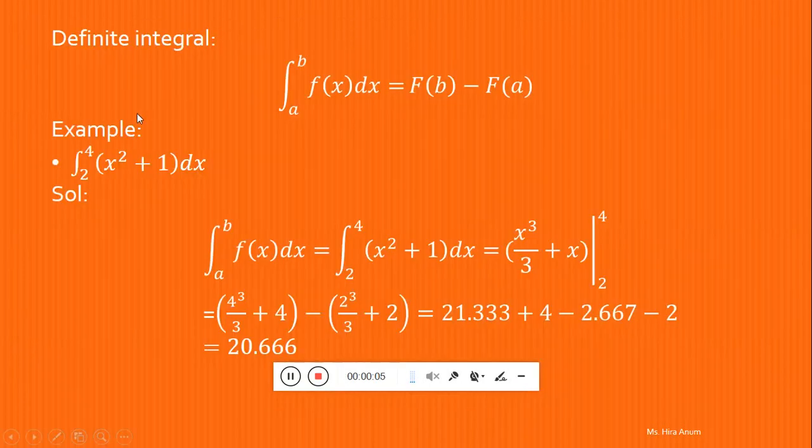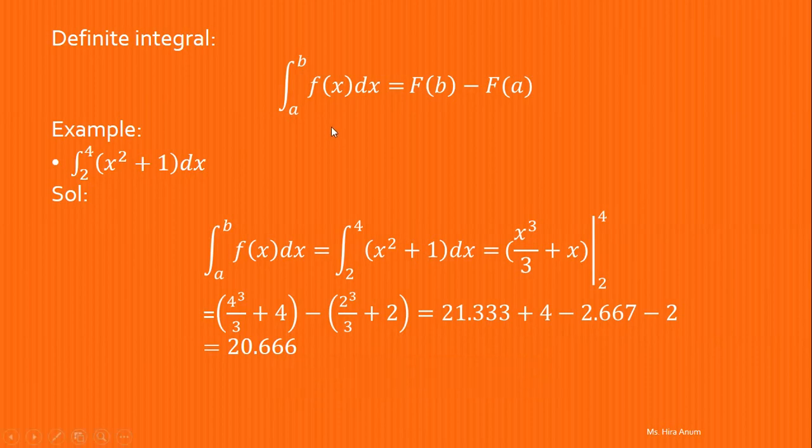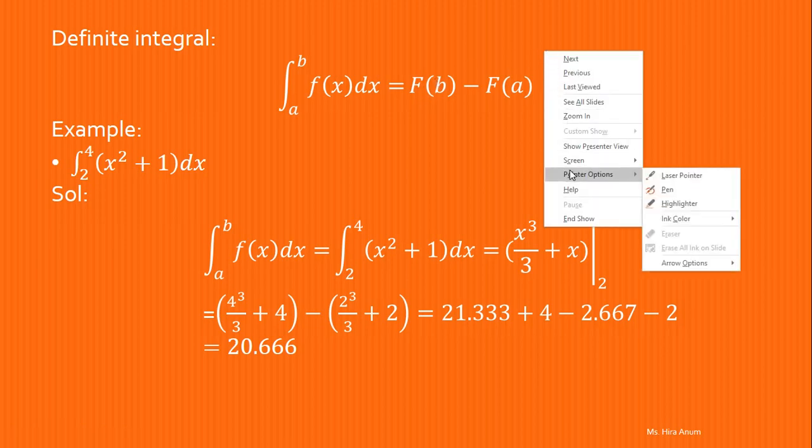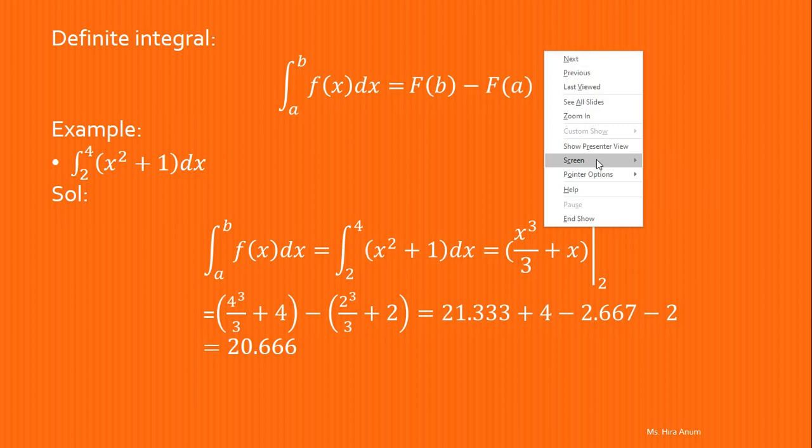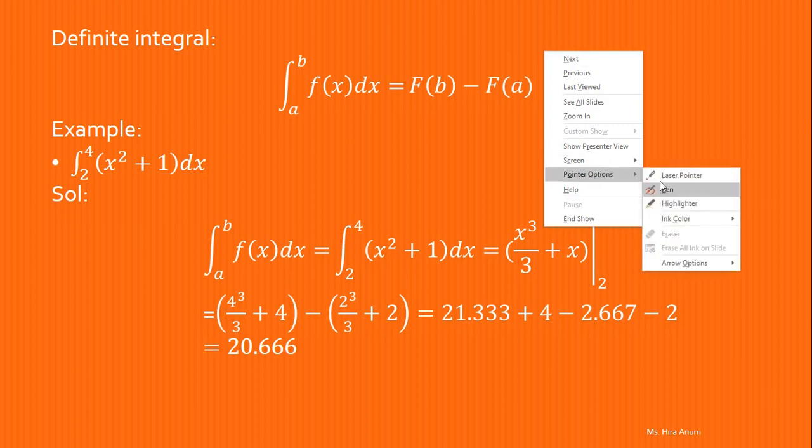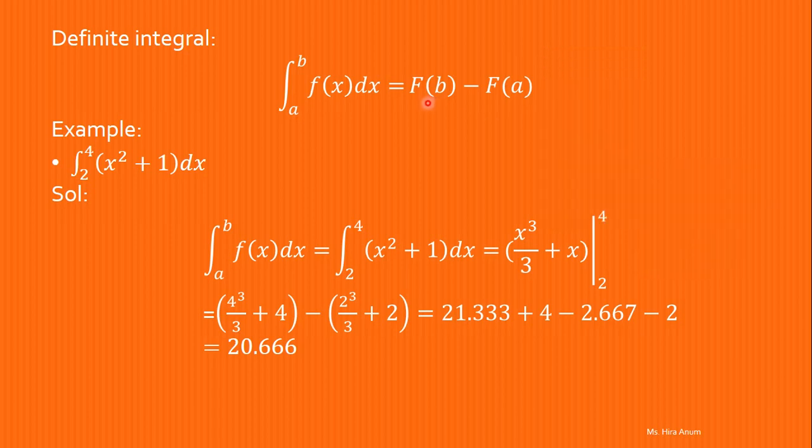This is the definite integral. This is the definition of definite integral. Lower limit is a, upper limit is b. Integral f of x dx equals to the integral function. Firstly do the integral, then put upper limit minus lower limit, just like the integral 2 to 4 x square plus 1 dx.